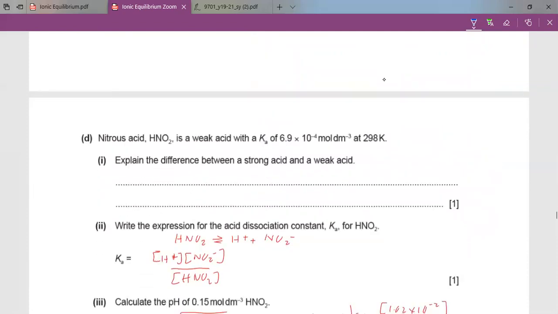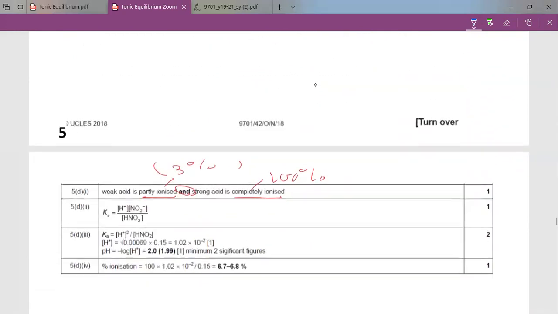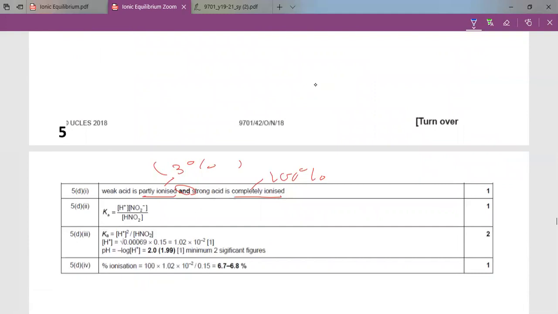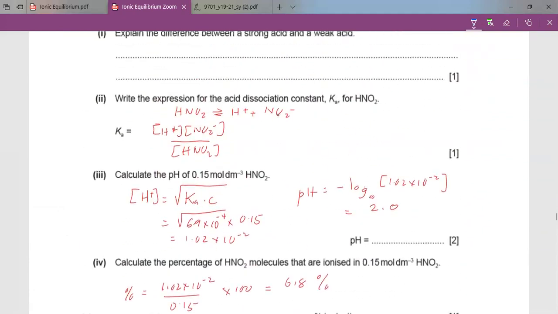Okay, next one here. Nitrous acid is different from a strong acid. It is ionized partially, while the strong acid is ionized completely. You must put the equilibrium sign. Expression for Ka: I put the equation here. If the values are small, then you can put the whole thing. If it is a big, giant formula, then put HA. Easiest to do.